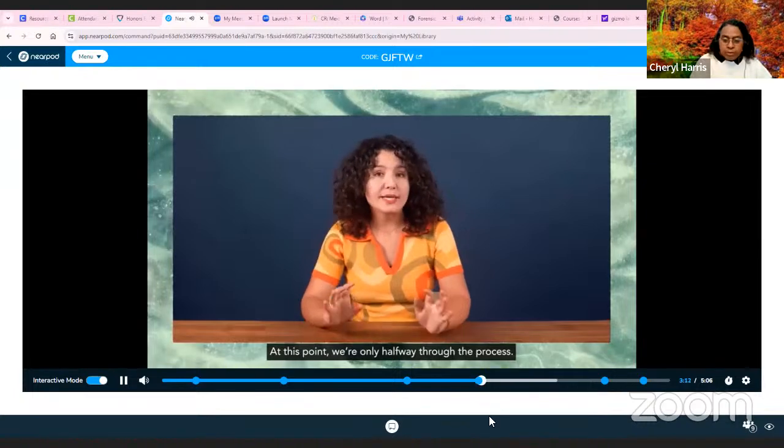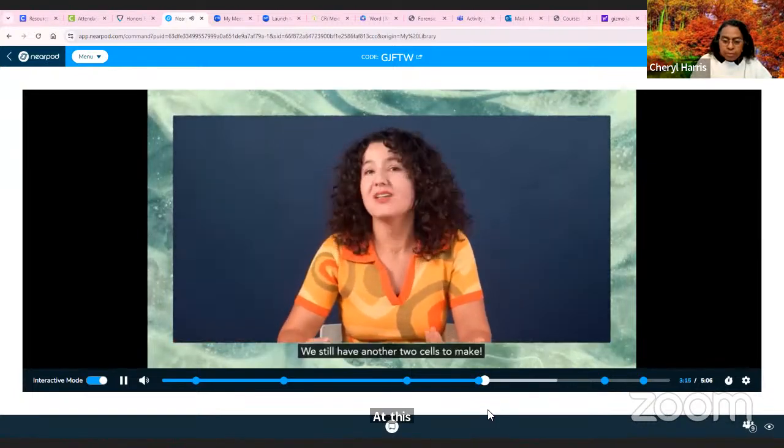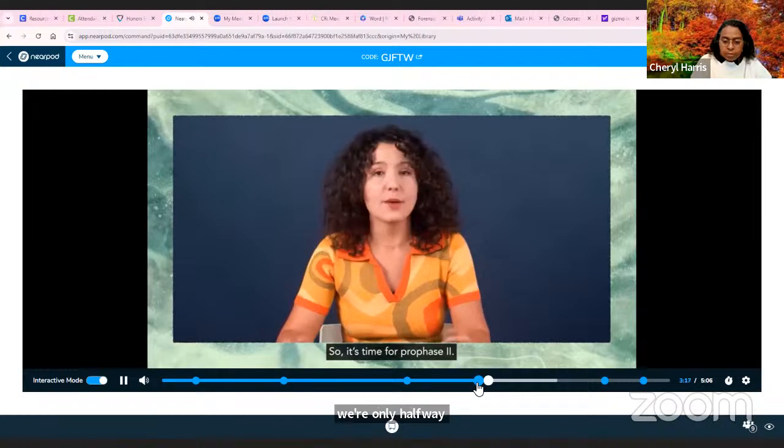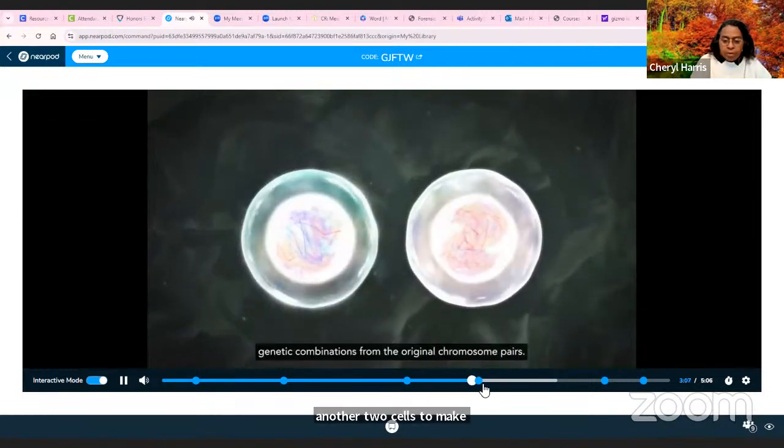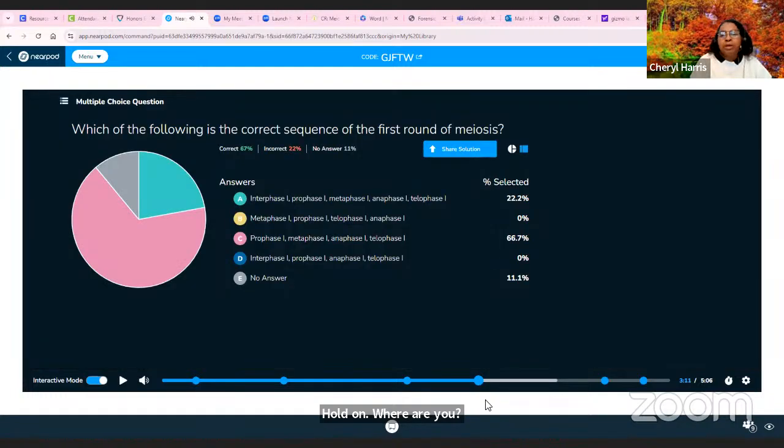At this point, we're only halfway through the process. We still have another 2 cells to make, so it's time for prophase 2. Hold on, she didn't. Made up of unique genetic combinations. Okay, there we go. All right.